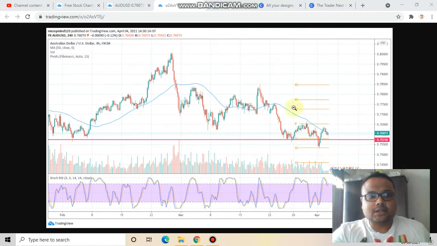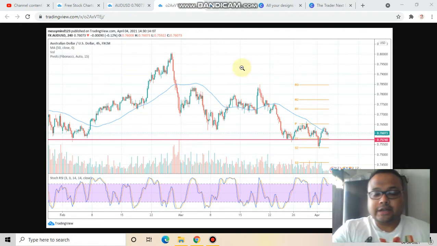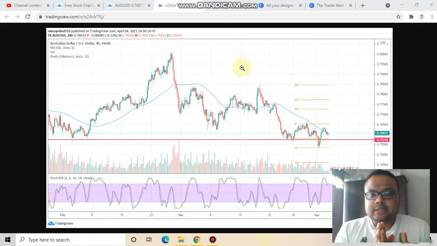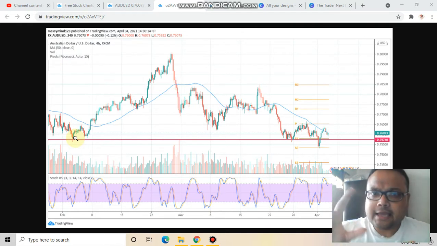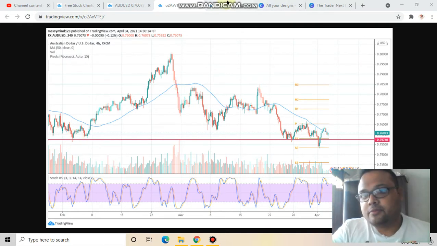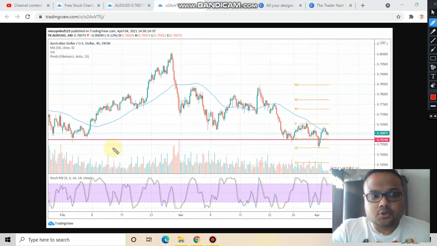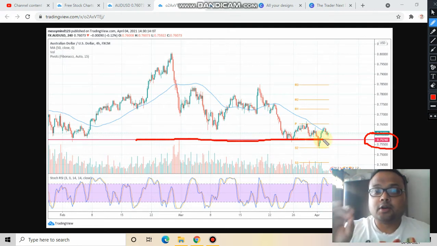So this is the chart of Australian dollar US dollar. As you can see, this is the overall trend of the market, and we can see that market took support at this particular price range 0.7575 level in the month of February, and market is taking support at the same price level in the month of April as well. So this level or this line is a strong support for the market.